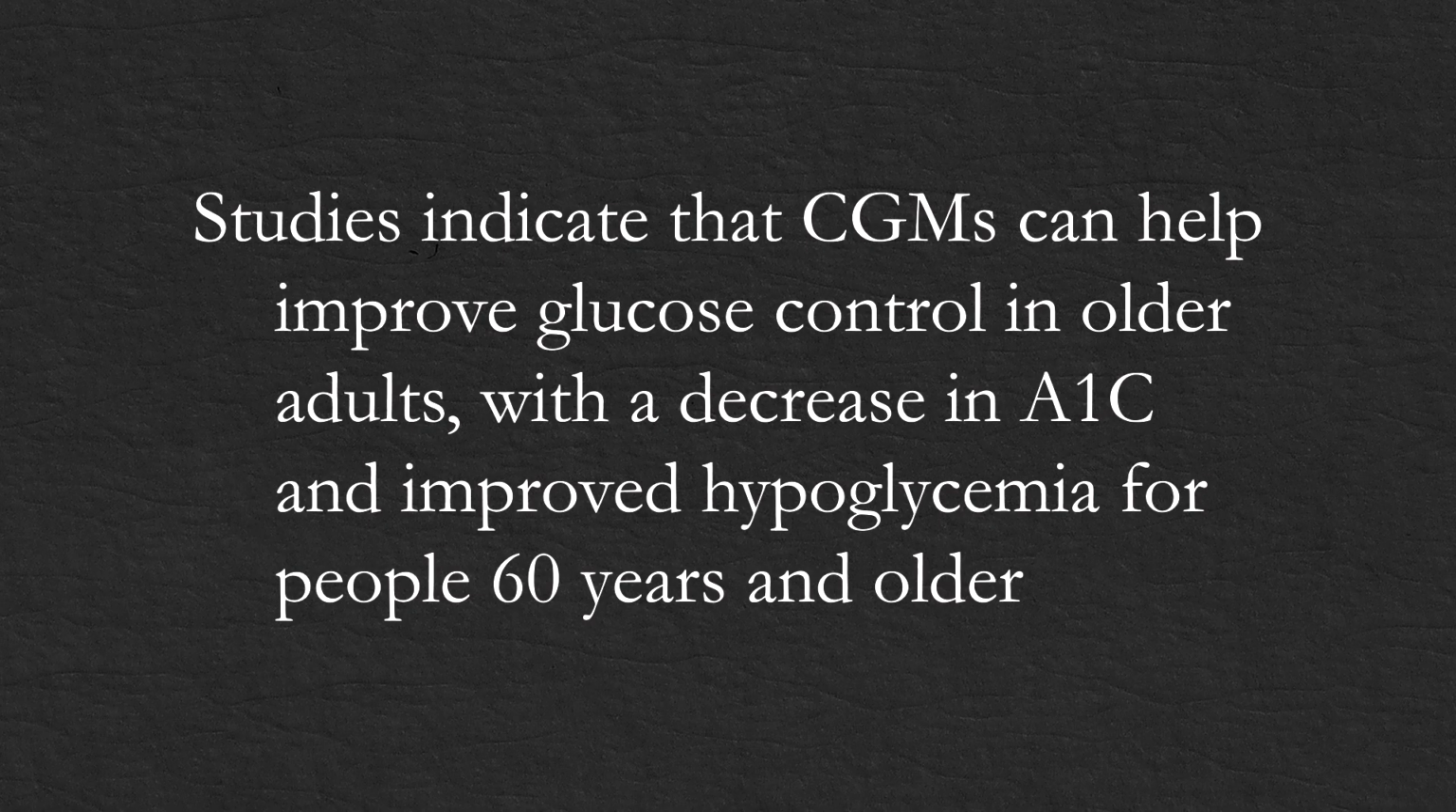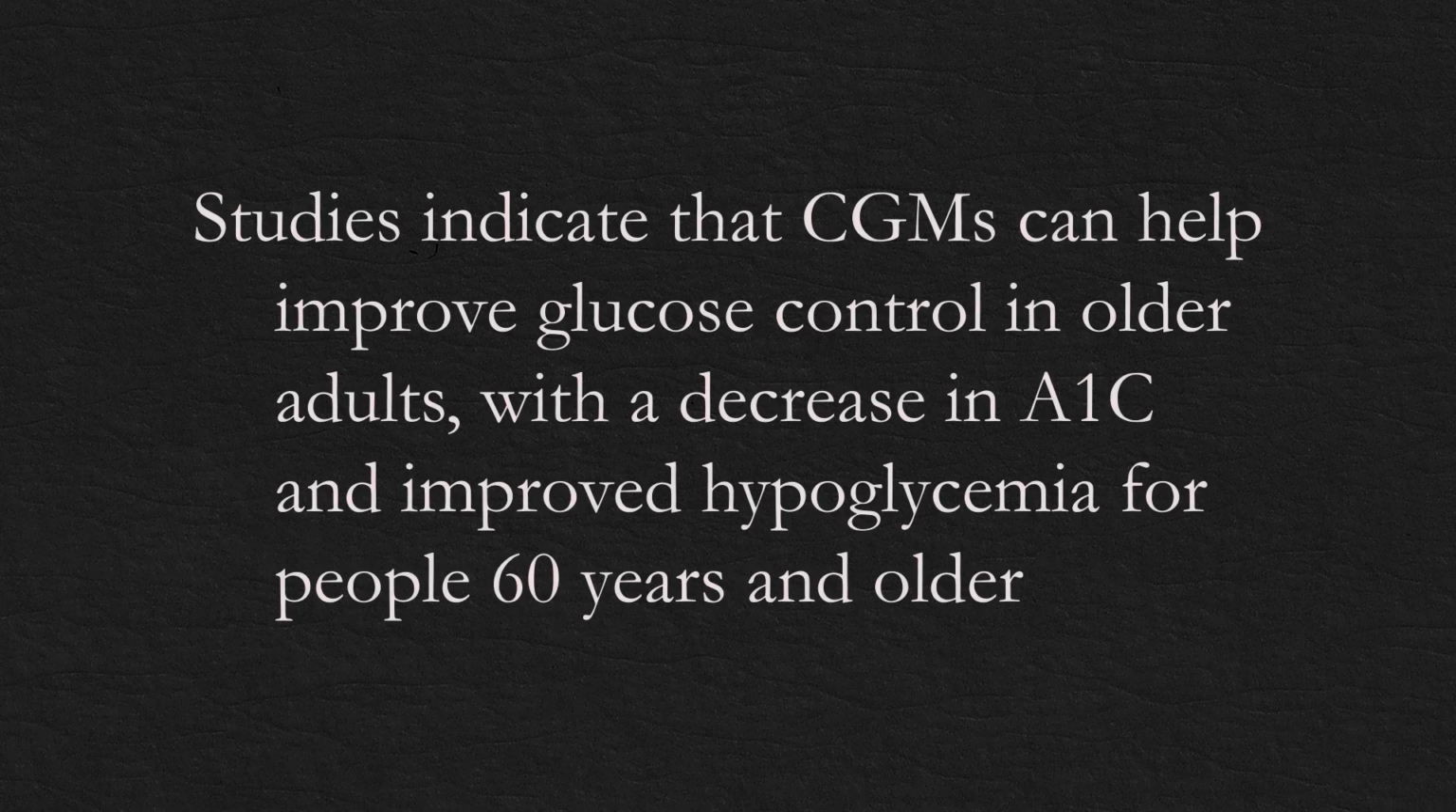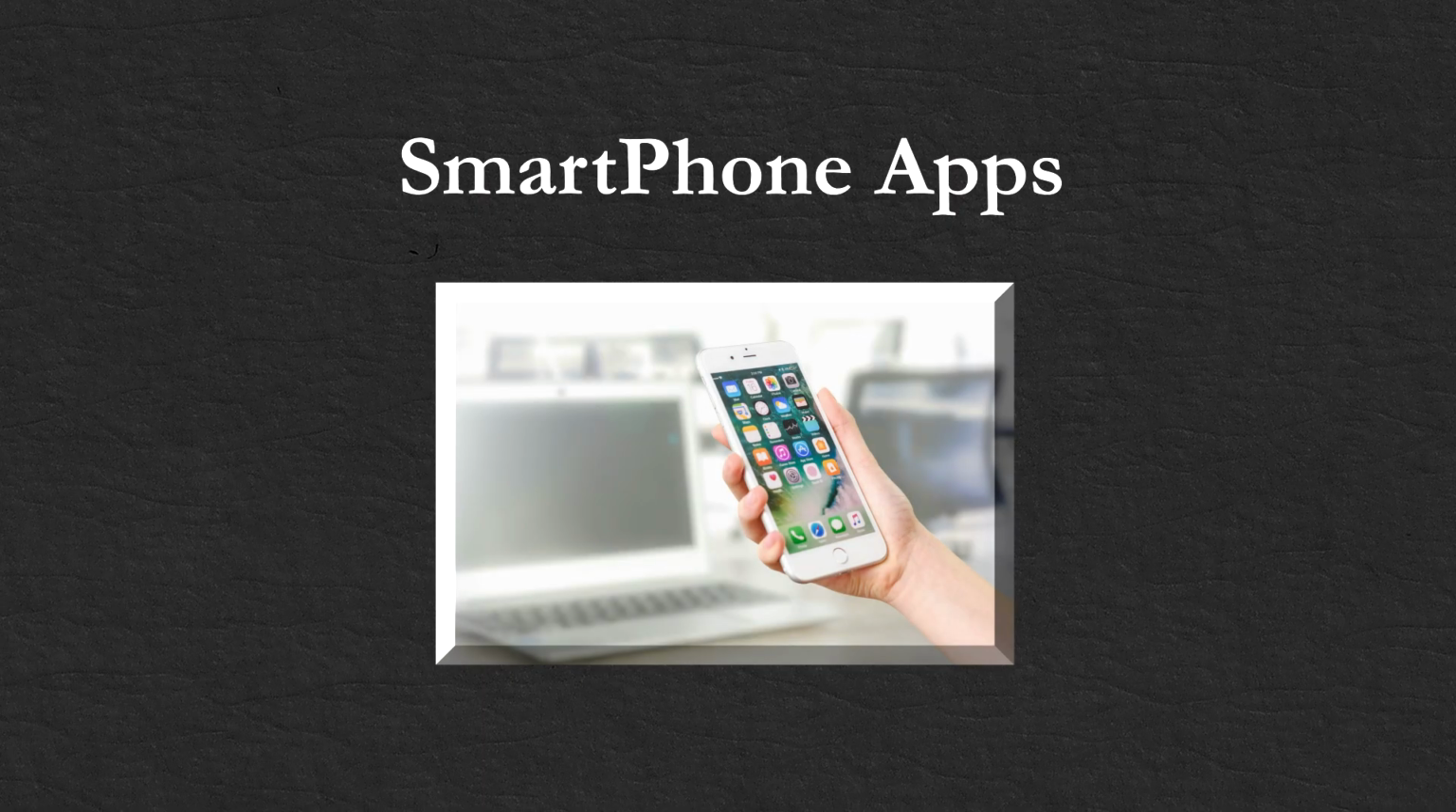Studies indicate that continuous glucose monitors can help improve glucose control in older adults with a decrease in A1C, and it improves episodes of hypoglycemia for people 60 and older. If we decrease these numbers as far as their A1C and the blood sugars, we can prevent the complications of vision loss. Let's talk about some applications on the iPhone or other phones that can be used.